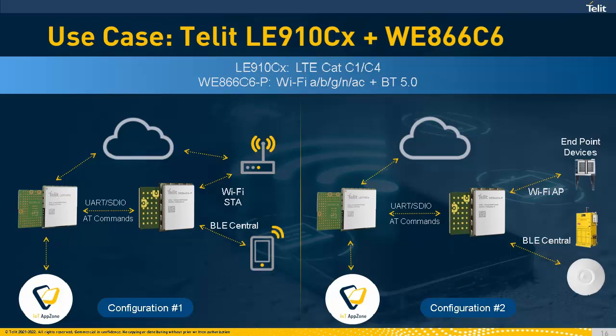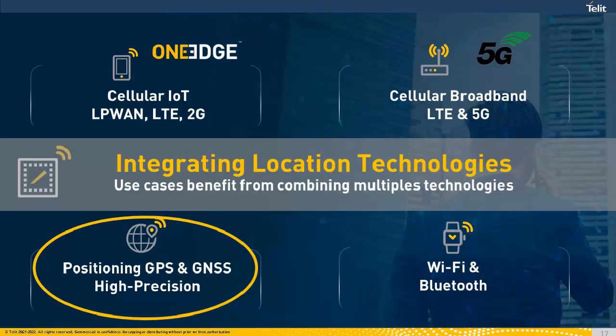And in configuration 2, you have again the LE910 that will work as cellular module, whereas the WE866C6 will work as access point for a local network. And with this, I will leave the stage to Gianmarco, who will continue the session.